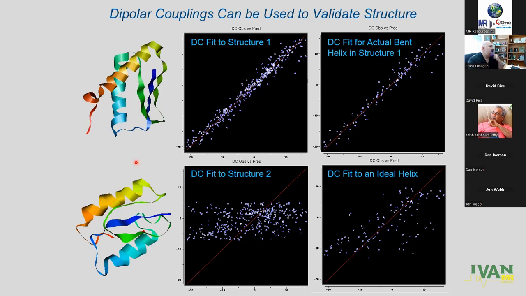So one thing that we can do is use dipolar couplings to quickly validate a structure. So what you see on the top here, the dipolar couplings fit to the good structure. If we try to take those dipolar couplings and fit them to the bad structure, they don't fit. Furthermore, we can see that dipolar couplings will allow us to differentiate very fine structural details that are hard to determine with just NOE distances.